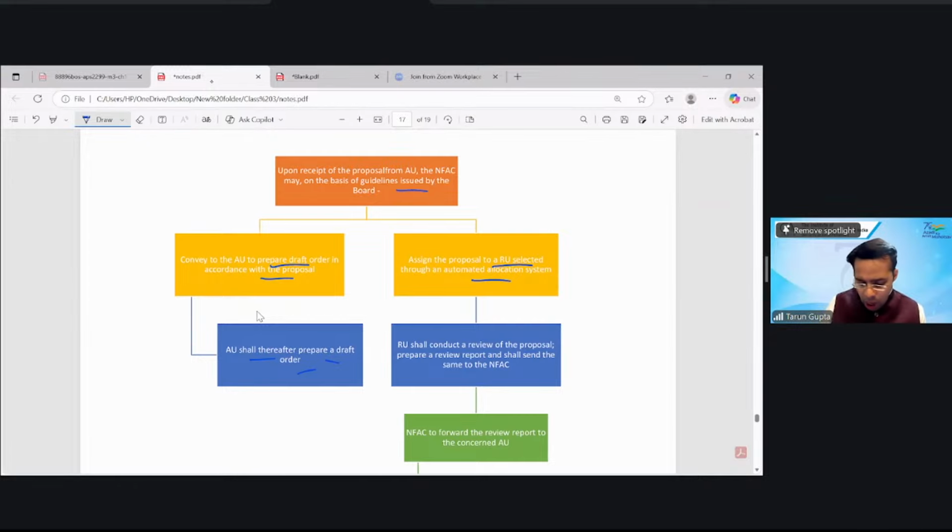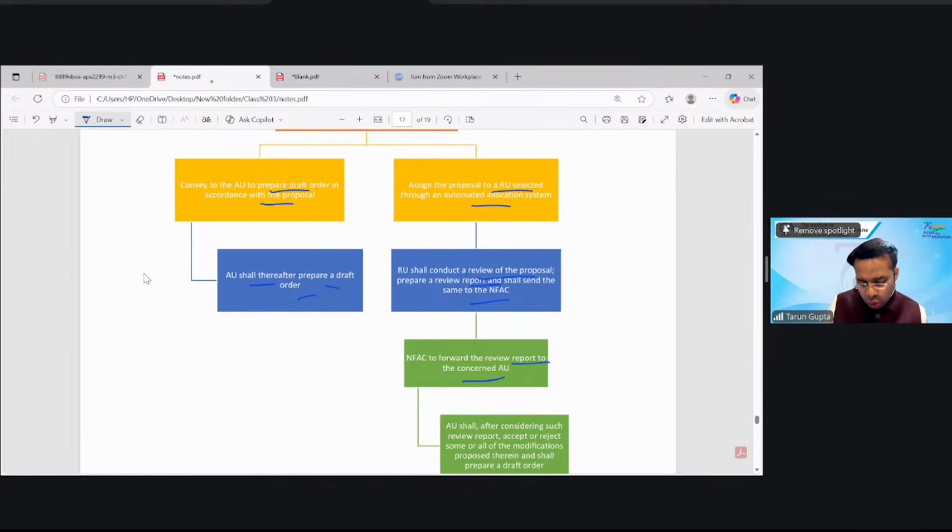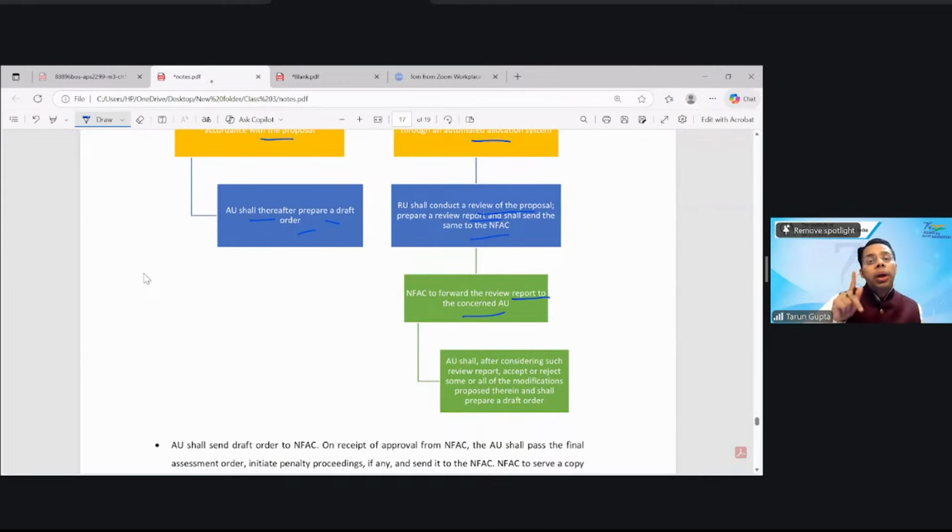What will the RU do? The RU will conduct a review of the proposal, prepare a review report and shall send the same to NFAC. NFAC is to forward the review report to the concerned AU. Whatever report the review unit has made, NFAC will send the same to the AU. But this report is not binding on the AU. The final assessment is done by the AU. The AU shall, after considering such review report, accept or reject some or all of the modifications proposed therein and shall prepare the draft order.